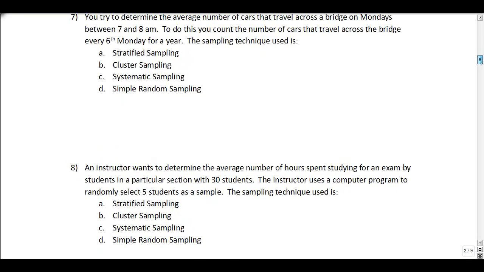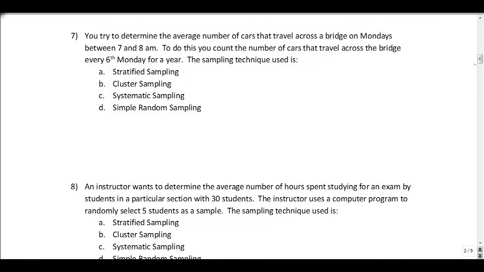Okay, we're going to do some sampling techniques now. So you try to determine the average number of cars that travel across a bridge on Mondays between 7 and 8 a.m. To do this, you count the number of cars that travel across the bridge every 6th Monday for a year. So here what we're doing is we're taking all of the Mondays throughout the year. So there's going to be presumably something like 52 Mondays. And so we take maybe the 1st Monday, and then the 7th Monday, and then the 13th Monday, and the 19th Monday, and so on.